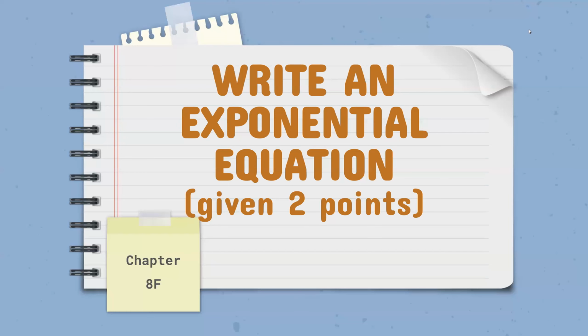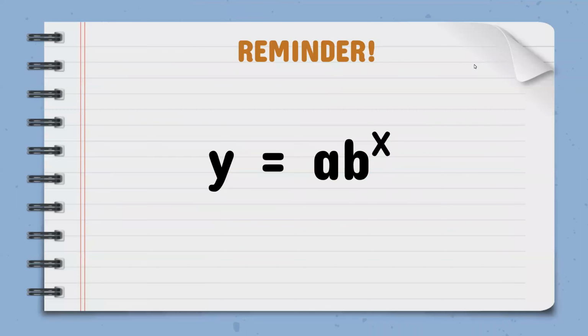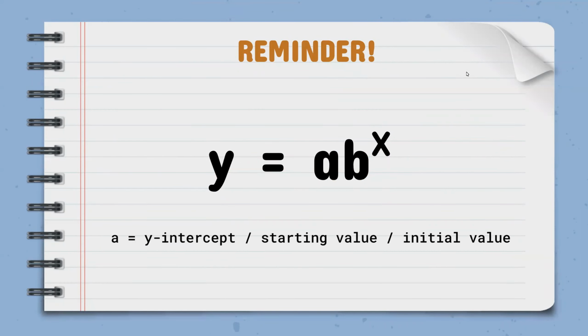In today's video, we are going to write an exponential equation given 2 points. So that is your learning target today. Again, as a reminder, our exponential equation is y = ab^x, where a is the y-intercept, starting value or initial value, and b is your multiplier.